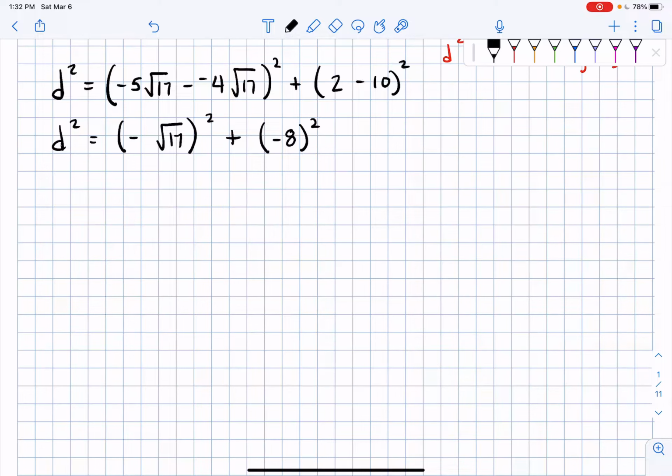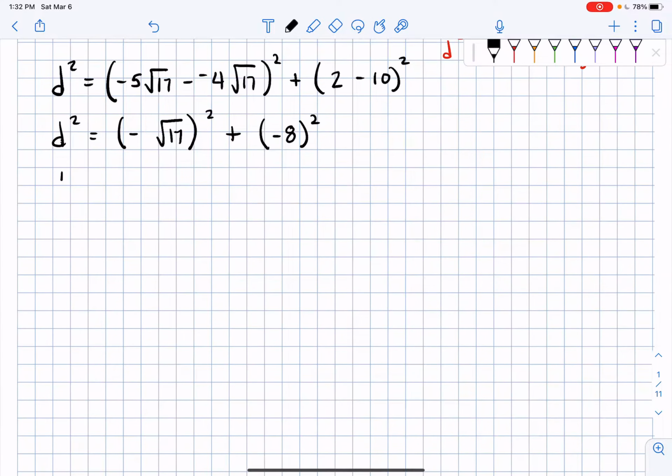All right. So from there, d squared is equal to, now, when I square products of two numbers, because it is really negative 1 times square root of 17, so it's really negative 1 squared, which is positive 1, and then square root of 17 squared is just going to be 17. Plus negative 8 squared is going to be 64.